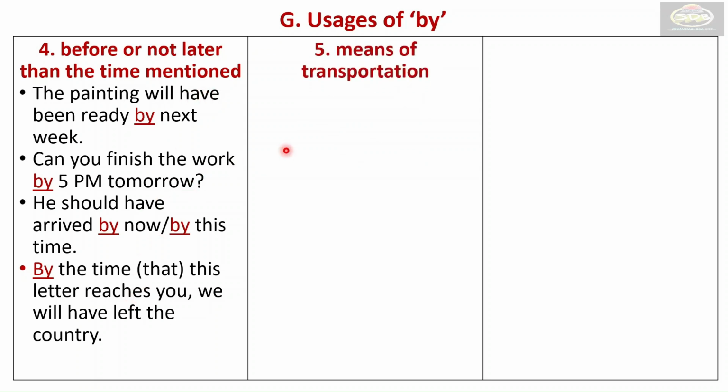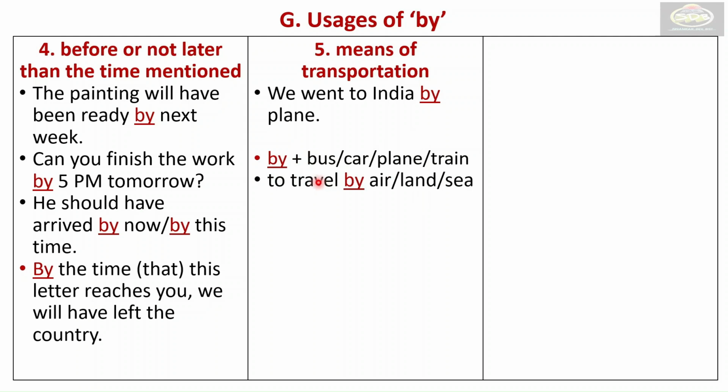Next one, means of transportation with no use of articles. Example, we went to India by plane. On a plane, by plane. By bus, by car, by plane, by train, by air, by land, by sea. But if there is use of any article, on a bus, on a plane, on a train, on a ship. If the given means of transportation is a large vehicle, where there is sufficient space to move around, in such situation we use on plus article plus that large vehicle.